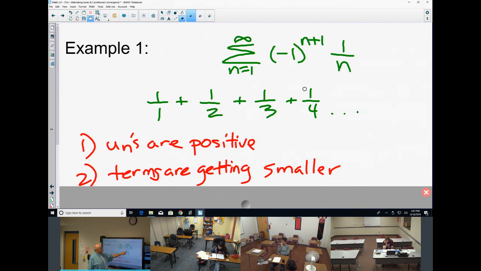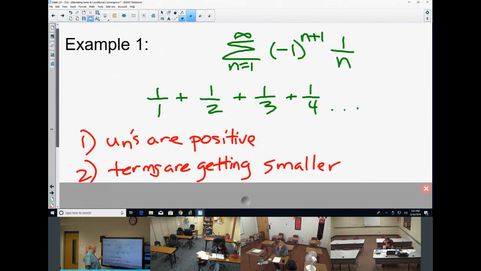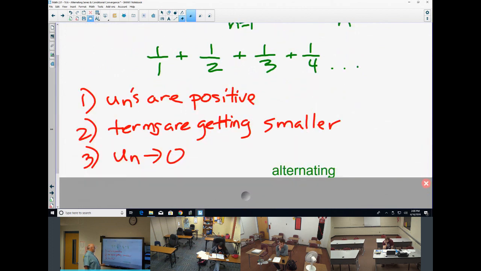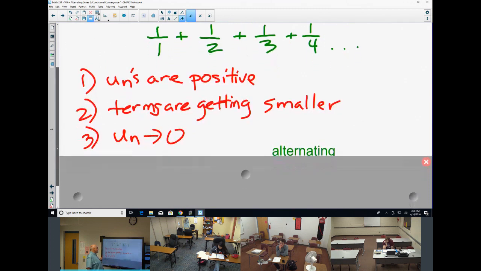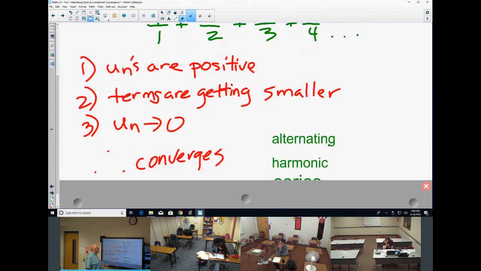So 1 over 1, 1 over 2, 1 over 3, 1 over 4, each of those terms are getting smaller. Are they approaching 0? Yeah, they're getting smaller and smaller. So that means this series converges.